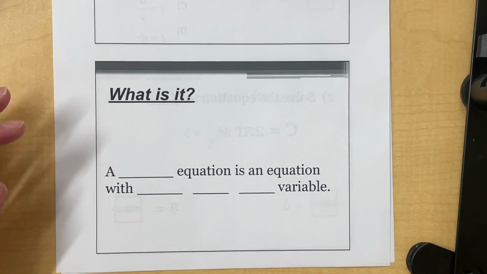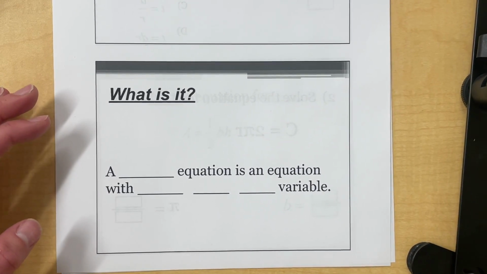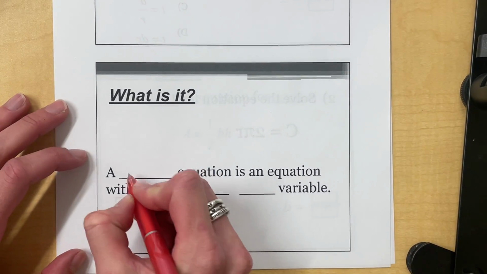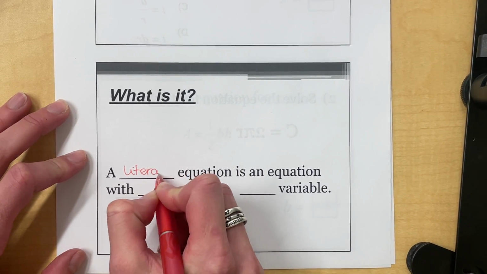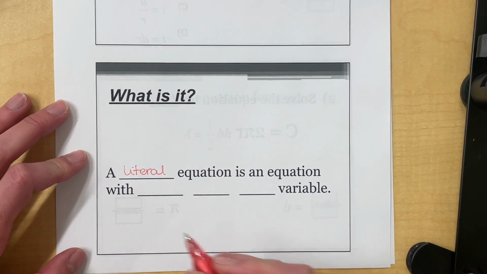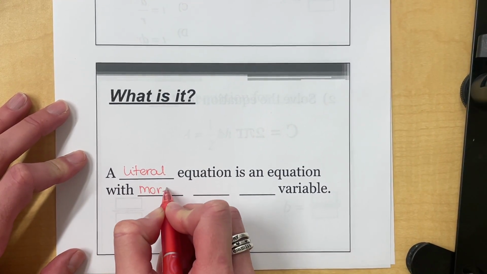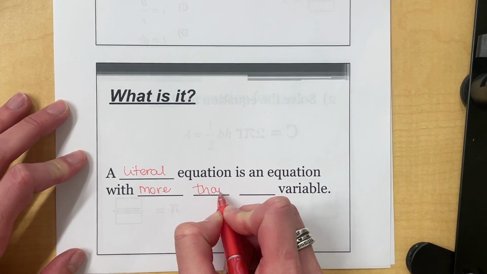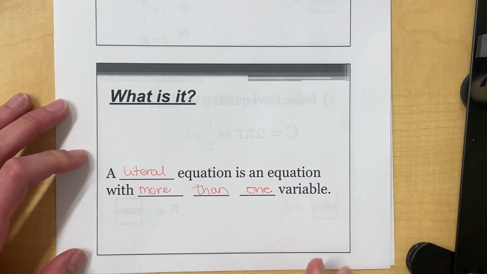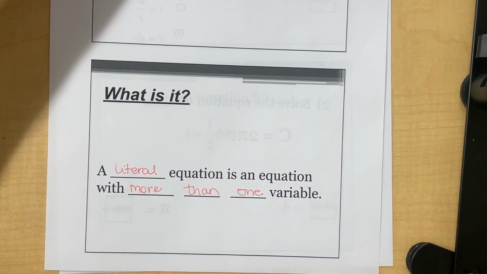So the first thing we need to know is what is it? A literal equation is an equation with more than one variable. So you will see equations with multiple variables.